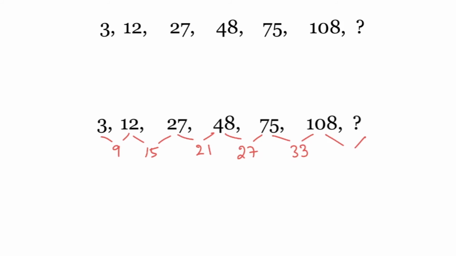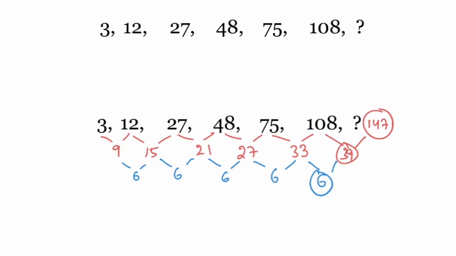And if you notice the differences, 9 plus 6 is 15, 15 plus 6 21, 21 plus 6 27, 27 plus 6 33. Next difference is possibly 33 plus 6. 33 plus 6 is 39. 108 plus 39 is 147. Answer is 147.